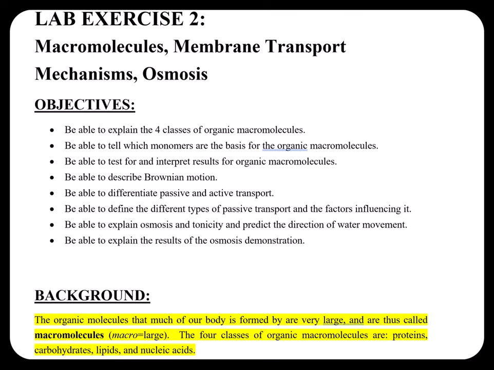Lab exercise two is going to be kind of chemistry. We'll do macromolecules, how things transport across the cell membrane, which is basically osmosis or semipermeable membrane. And one of the easiest things to do to remember macromolecules is simply pick up something that you eat or something that you drink, and the macromolecules will be written on the side of the bottle.